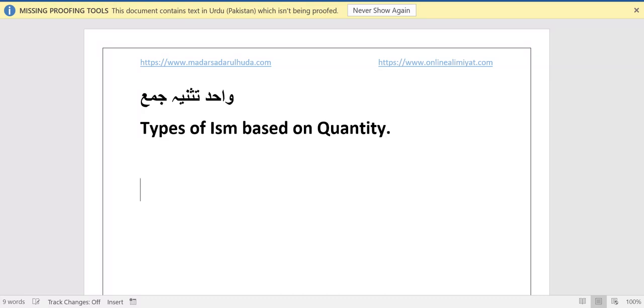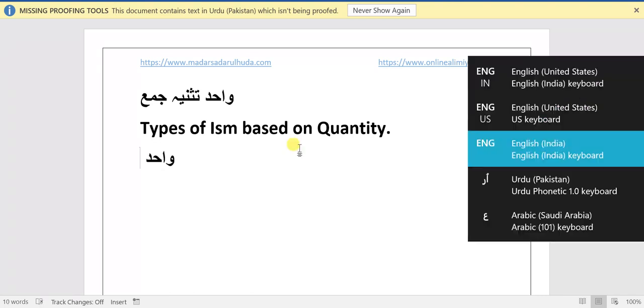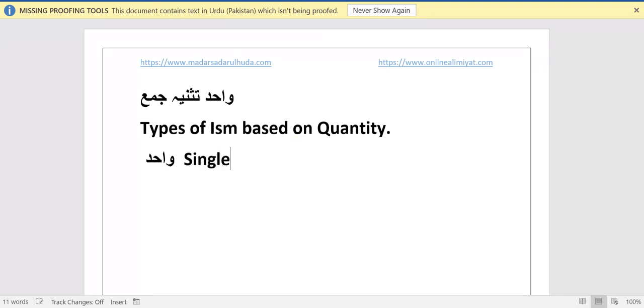Types of ism based on quantity, where Wahid means single, Tasniya means dual, and Jama means more than 2, or simply you can say plural, but right now we're going to understand it by this more than 2.